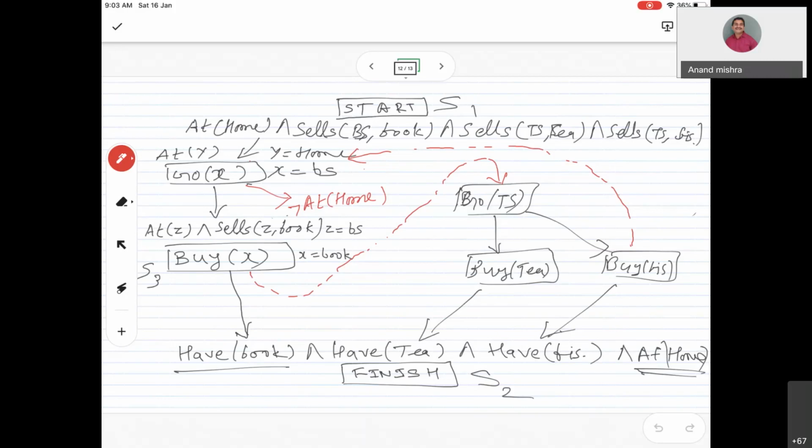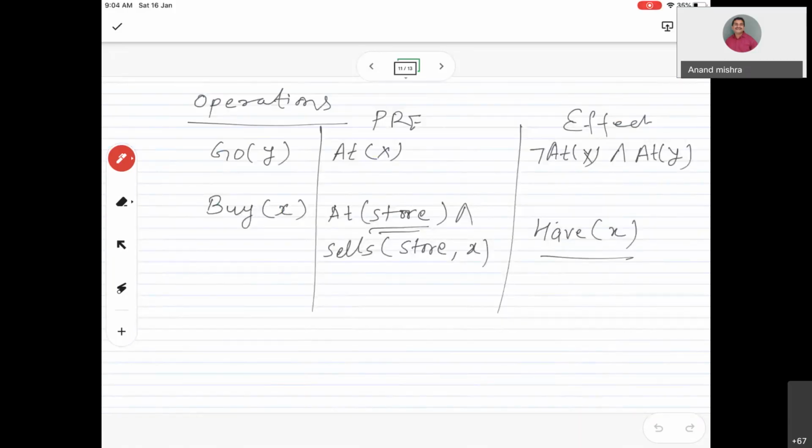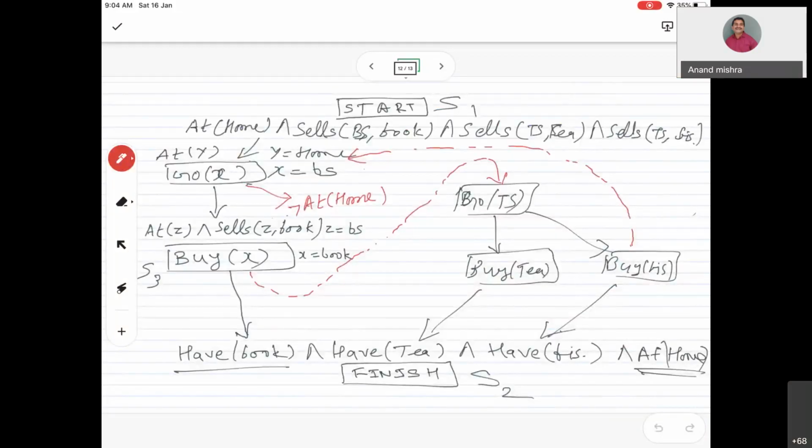No, so you don't have to be at home to go to the bookstore, right? So you can go. The only thing, if you look into go, is you are at some position, right? So it can be X and Y can be bound using either bookstore or tea store or home. So here that is fine. So you can actually go from tea store to bookstore, right? So your precondition is just at Y, right? So your binding will be different.